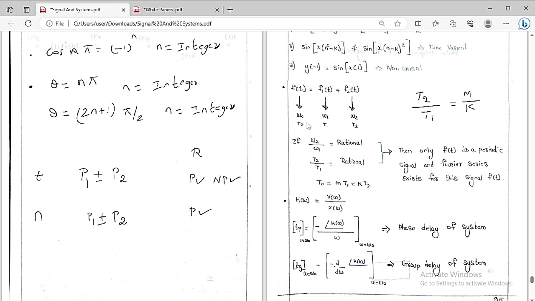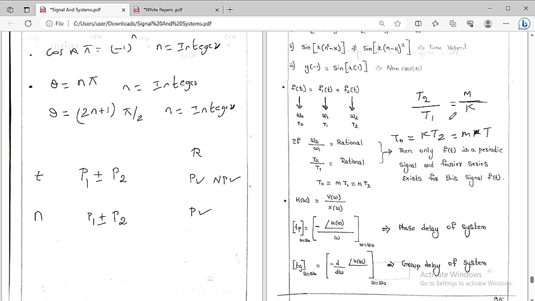m by k, where m is an integer and k is also an integer. Then m and k don't have any common factors. Within m and k there is no common factor. Then cross multiplication: k into T2 is equal to m into T1. So this is called the resultant signal time period. So here, if you take the ratio of T2 by T1, we finally get a rational number m by k, where m and k have no common factors.